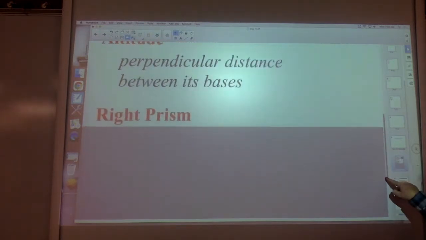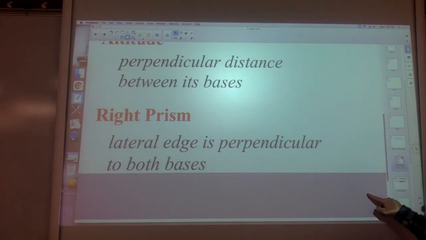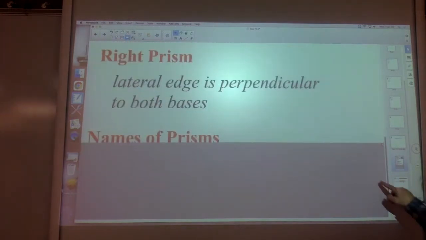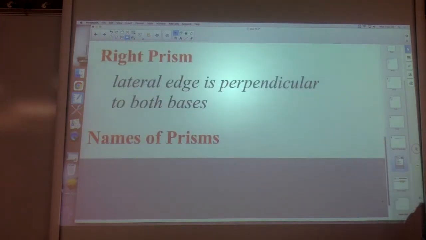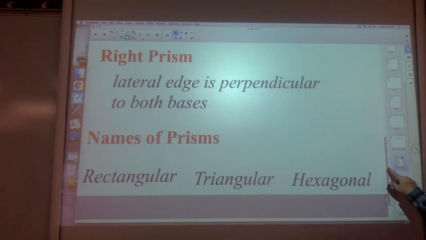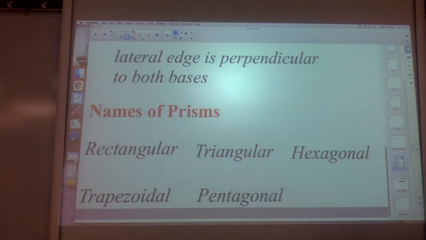A right prism: the lateral edge is perpendicular to both bases. If it's a right prism, the lateral edge is perpendicular to both bases. And the names of some of these prisms are rectangular, triangular, hexagonal, trapezoidal, pentagonal, and then you would say prism. So rectangular prism, triangular prism.